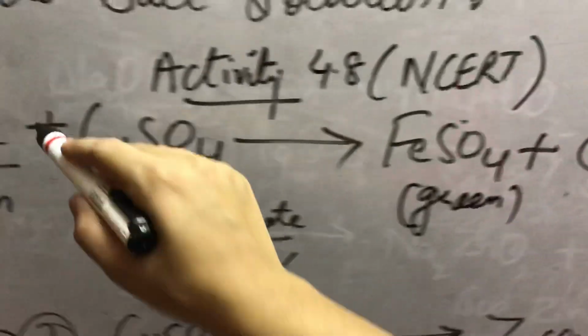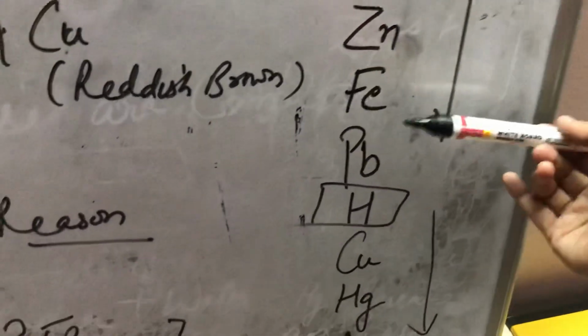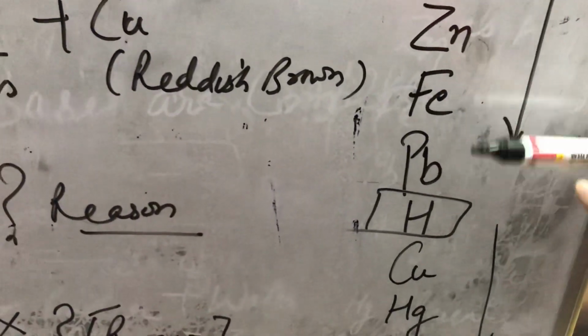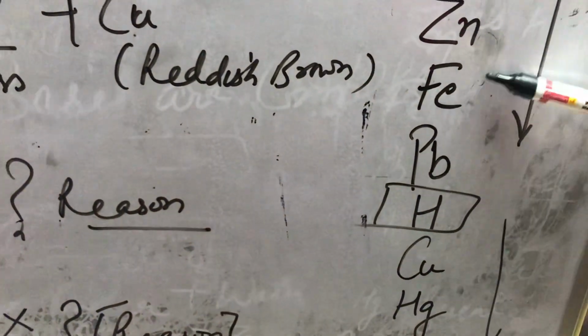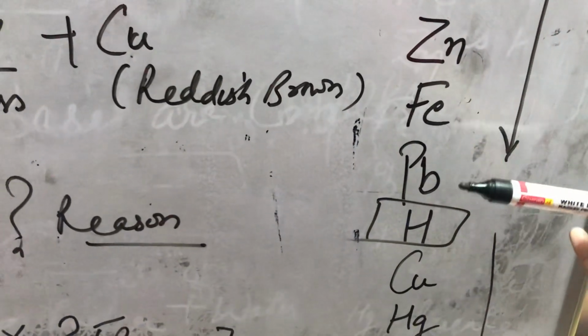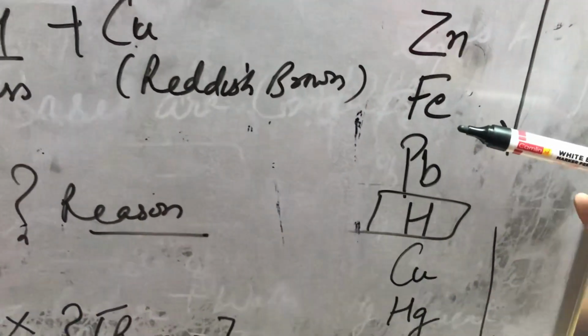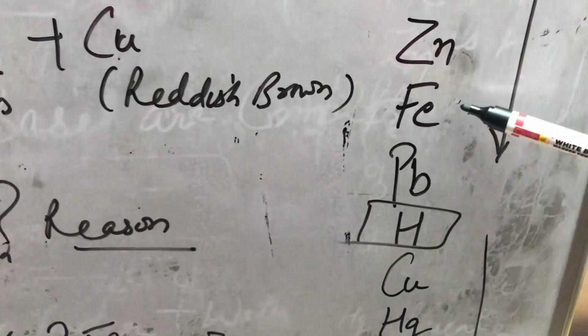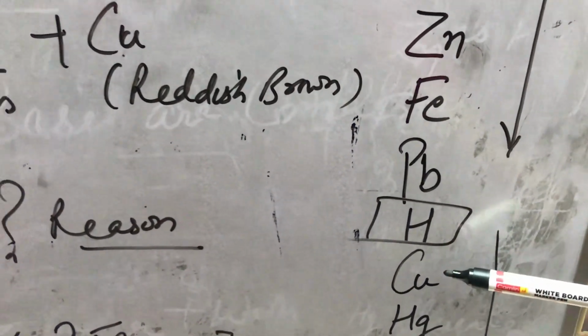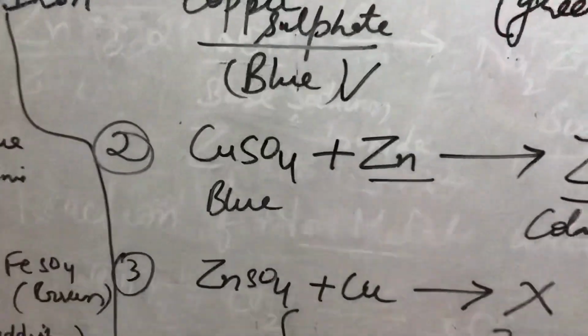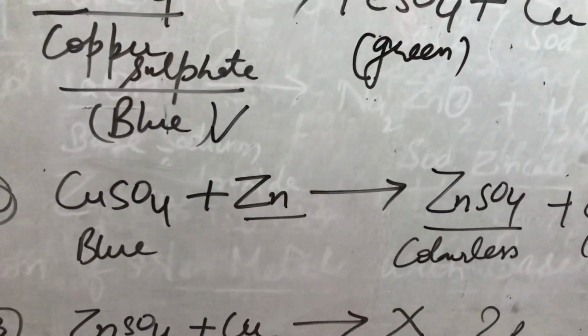Because this iron is more reactive than copper, that we get from the reactivity series. This iron is more reactive than copper because this is a series in which the elements are arranged in decreasing order of their reactivity. This element is more reactive as compared to this element. Okay, in the next example a similar case is there.